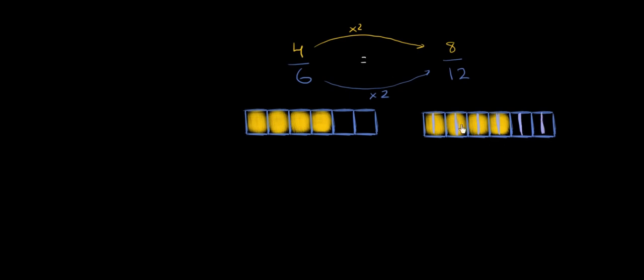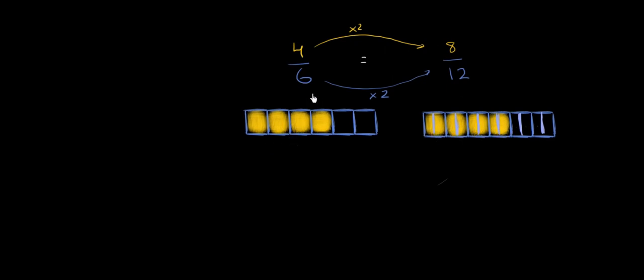We now have twice as many equal sections. Now that we have twice as many equal sections, literally 1, 2, 3, 4, 5, 6, 7, 8, 9, 10, 11, 12, how many of them are actually shaded in yellow? Well, 1, 2, 3, 4, 5, 6, 7, 8. 8/12. So there's no magic here. If we have twice as many sections, we're going to have to shade in twice as many of them in order to have the same fraction of the whole.